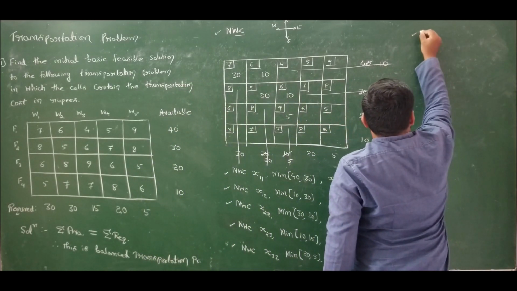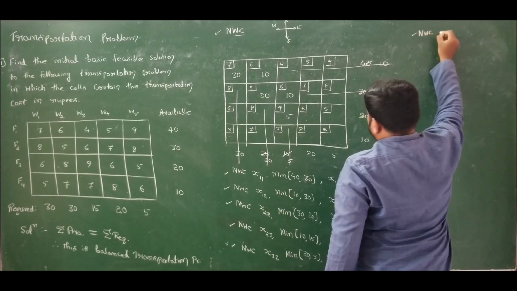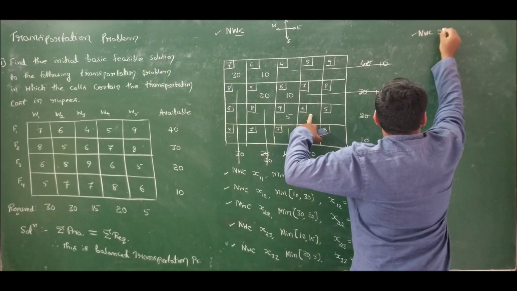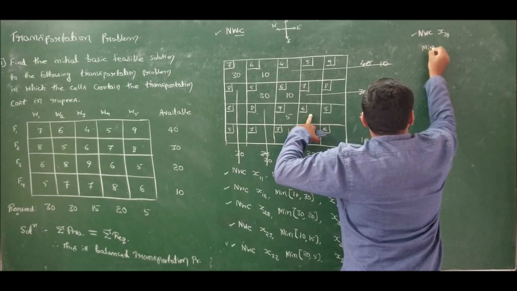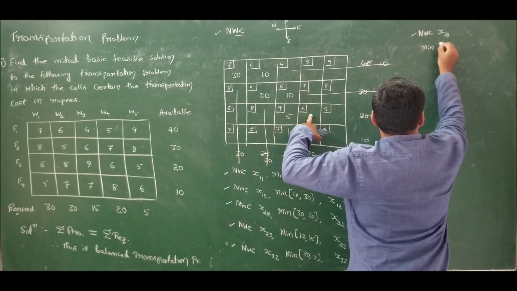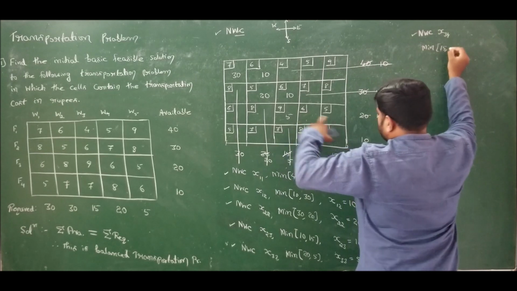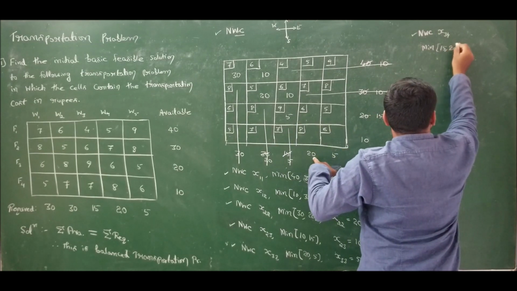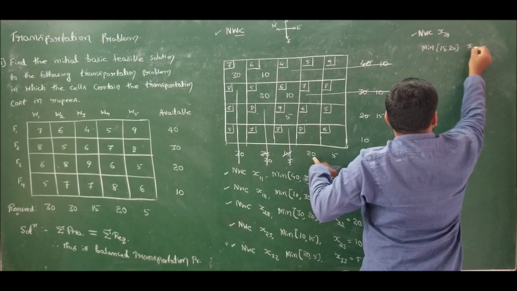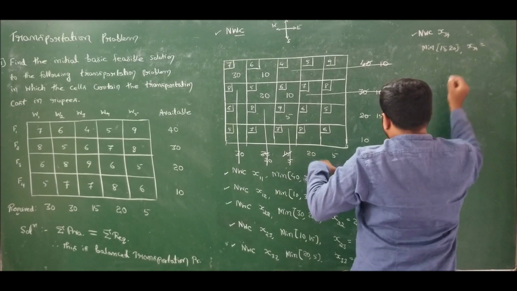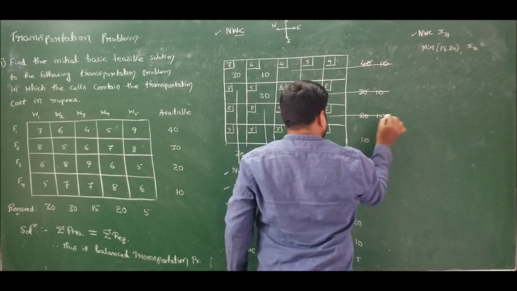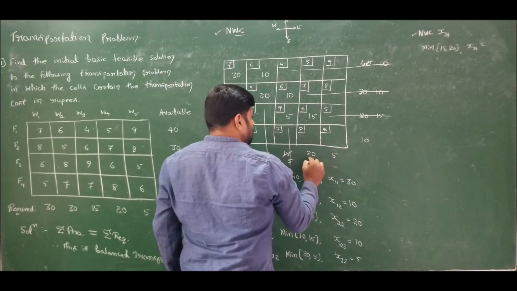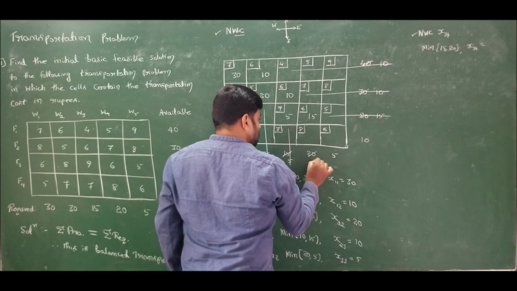Now the northwest corner will be x34. So minimum of supply is 15, demand is 20. So therefore x34 will be 15. So this is eliminated. Since I have taken 15, only 5 is the remainder.